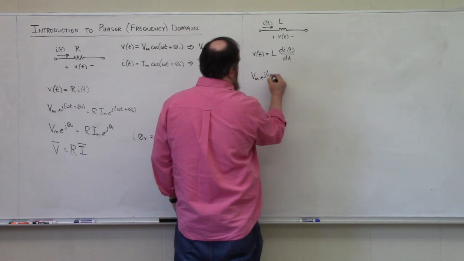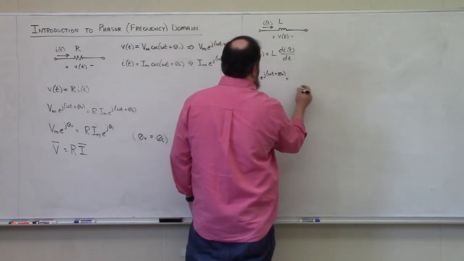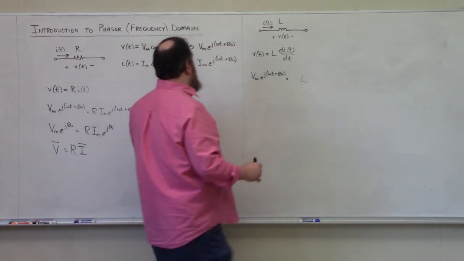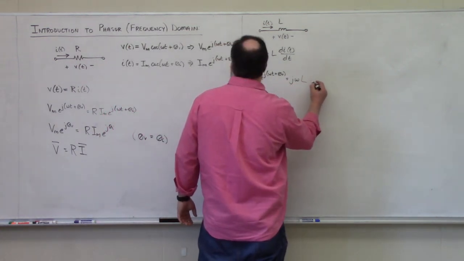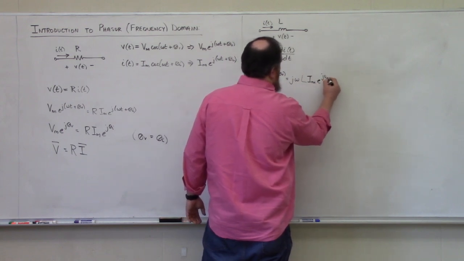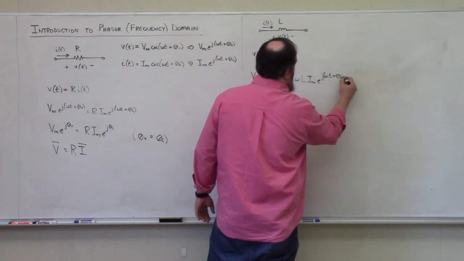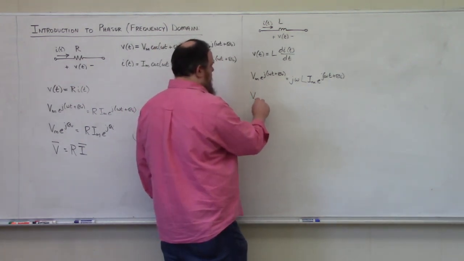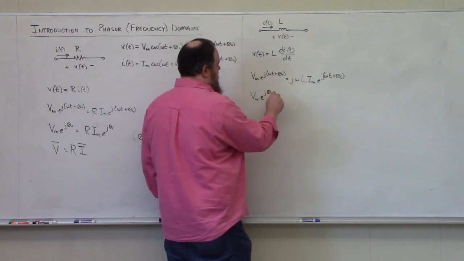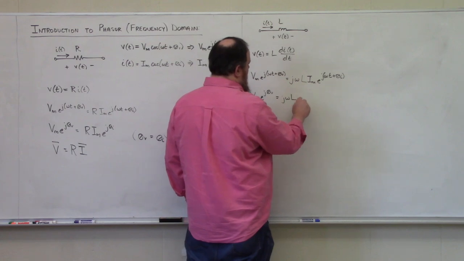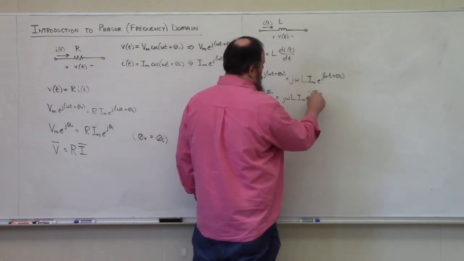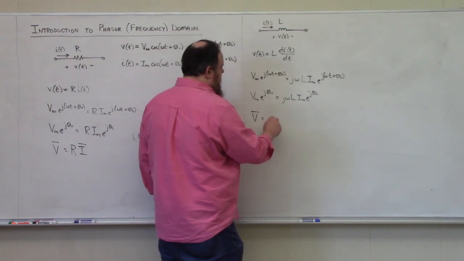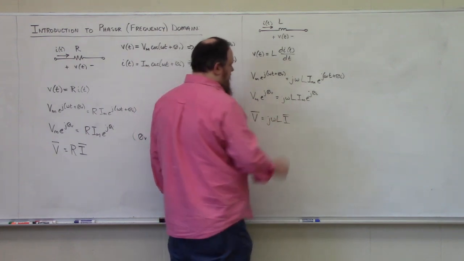Vm e to the j omega t plus theta v is equal to L times the derivative with respect to time, so that's just going to be j omega Im e to the j omega t plus theta I. Suppressing our frequency term gives us Vm e to the j theta v is equal to j omega L times Im e to the j theta I. And so this gives us the relationship phasor voltage V is equal to j omega L times phasor current I.